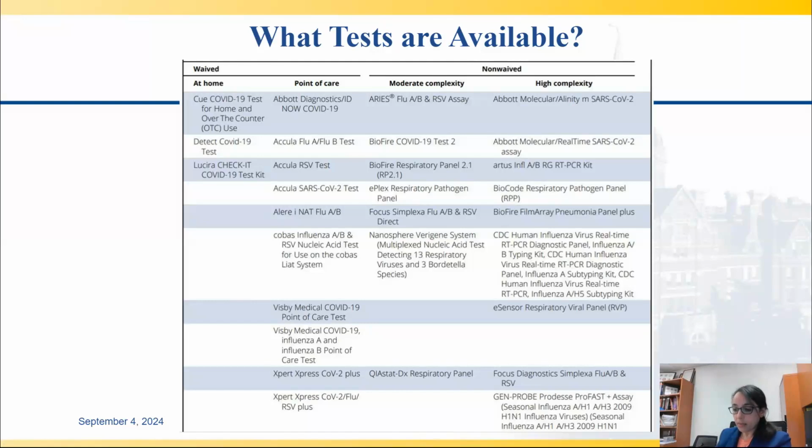Moderate complexity testing is what we see for the majority of the extended respiratory panels, like the panel that Kaisha just presented, and the panel we are also using in our lab. Those are considered moderate complexity testing. And then there are also high complexity testing options that include both manual and fully automated options.